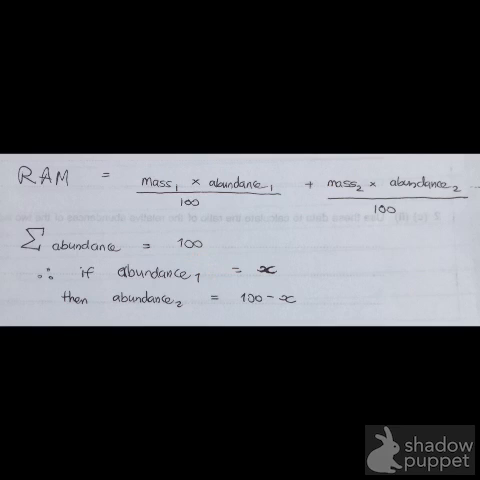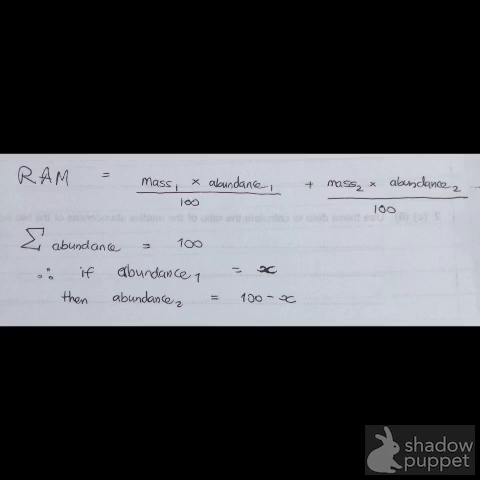Now we know, because this is a relative atomic mass calculation and we've been told it's relative abundances, then it's actually out of 100, i.e. that the sum of the abundances must equal 100. So that is why we're dividing both of these component parts by 100.